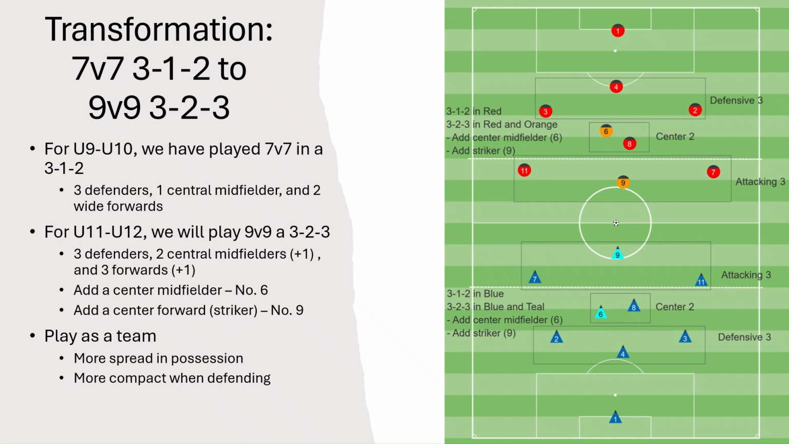In our 3-1-2, we had 3 defenders, 1 central midfielder, and 2 wide forwards. We would often talk about it as 3 defenders and 3 forwards. You can see them in dark red and dark blue here. For 9v9, we're going to have an extra midfielder and an extra forward, a center forward. So that ends up with a defensive 3, a center 2, and then an attacking 3. As always, we want to be more spread in possession and more compact when defending.